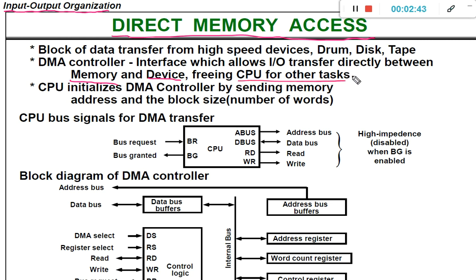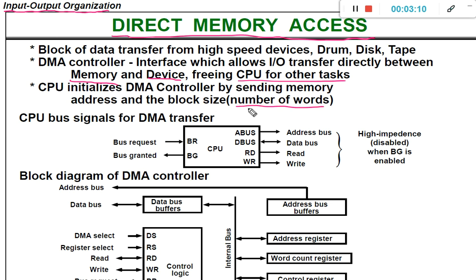Because the CPU has so many tasks. What are those tasks? It needs to execute the instructions. That's why it is freed, and now the data transfers are handled directly between the memory and the I/O devices. The CPU initializes the DMA controller by sending a memory address and the block size, that is, the number of words to be transmitted. However, without CPU intervention, nothing happens directly.